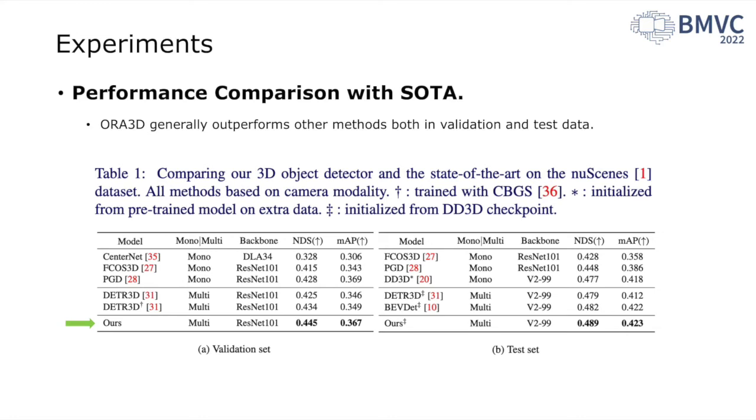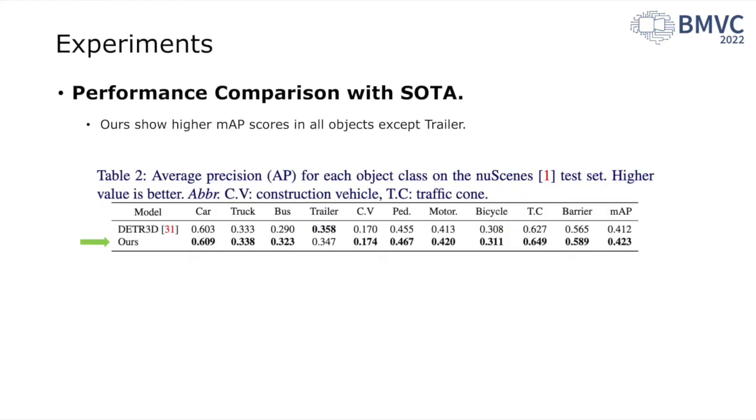Note that FCOS 3D uses test time augmentation and a customized data augmentation strategy, thus requiring more epochs and model ensembles. Though we do not use such an augmentation strategy, ours performs better than these methods. Note that we initialize with the DD3D pre-trained model and use the same backbone for a fair comparison with DETR 3D and BEVDet. Further, we observe in Table 2 that ours shows higher mAP scores in all objects except the trailer. Note that ours is initialized from the same backbone of DETR 3D. This confirms that our proposed regularization terms clearly improve the overall detection performance.